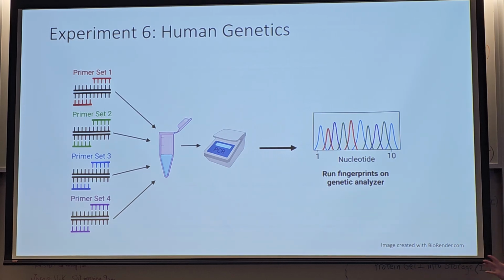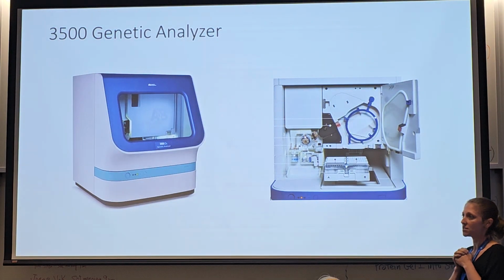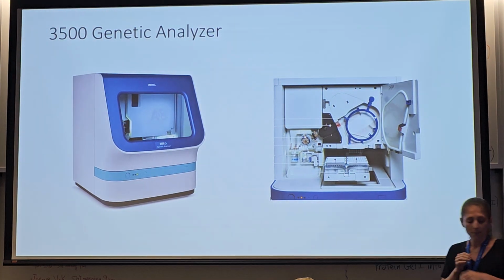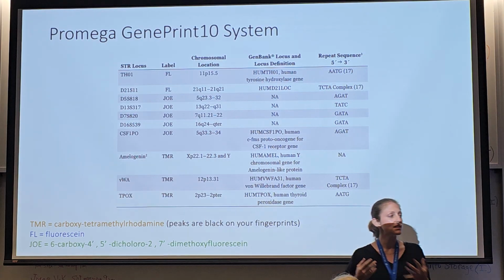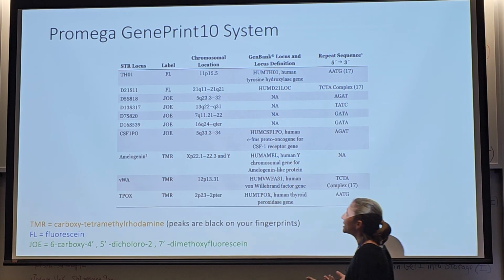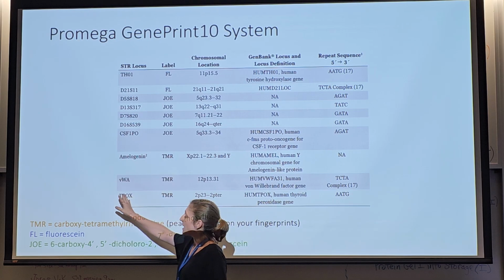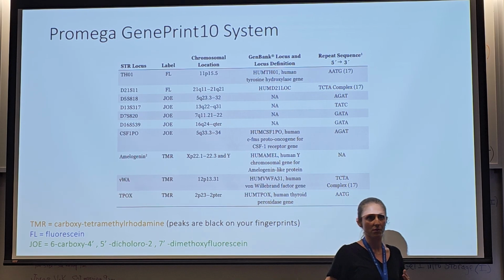But basically we do this multiplex PCR reaction, and then we submitted it for sequencing on our 3500 genetic analyzer, okay? And how this works is that each one of those primer sets has some sort of fluorescent label on it. So when we're looking at this chart, all the way to the left, these are the particular short tandem repeats that we amplify, okay?